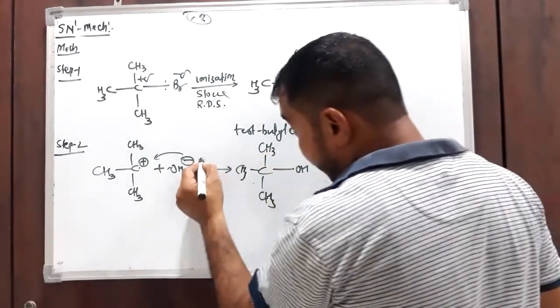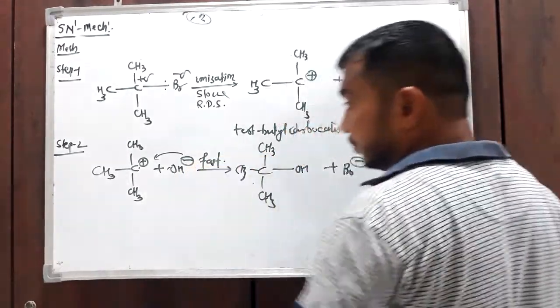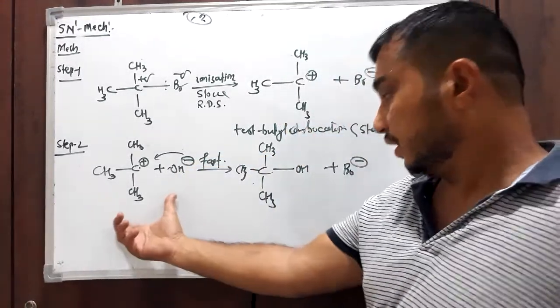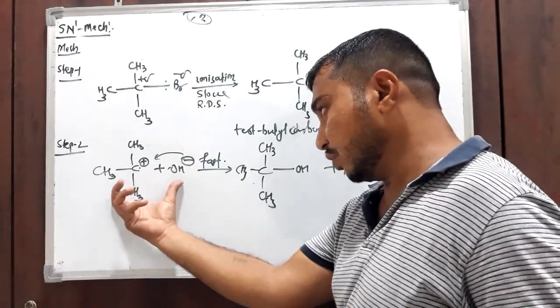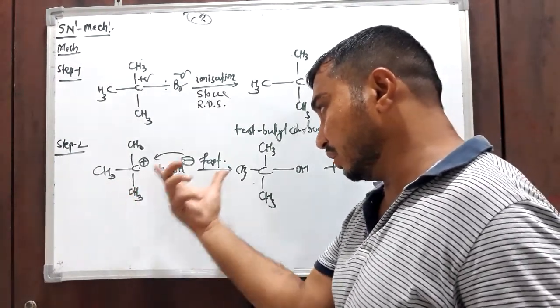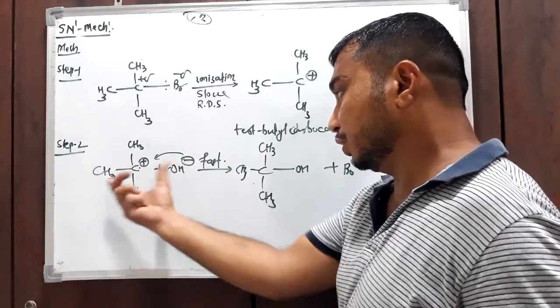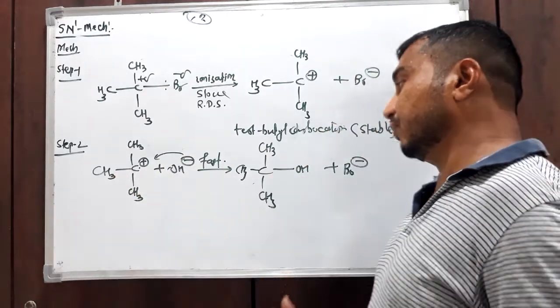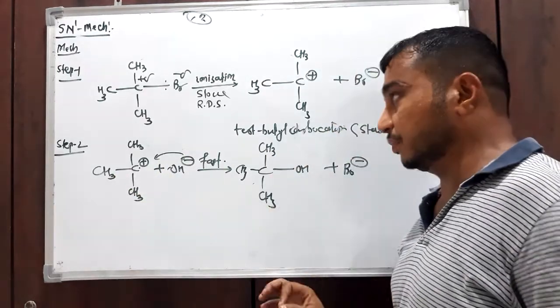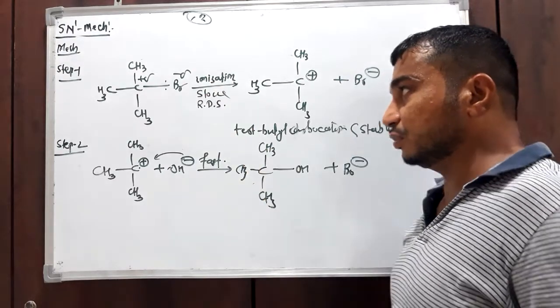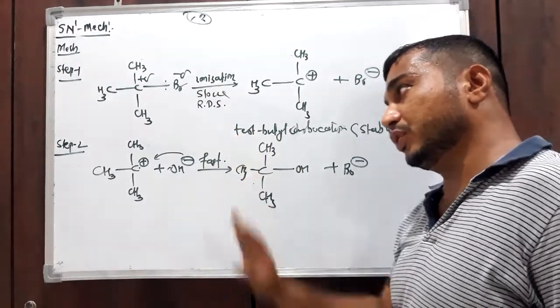So this step is fast. Why fast? Because an unstable molecule is getting converted into a stable one, and this step involves simply the combination of positive and negative ion. Therefore it is a fast step. So among step 1 and step 2, step 1 is slow, step 2 is fast.